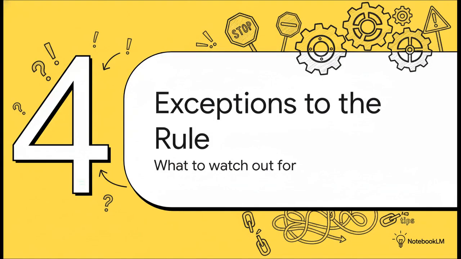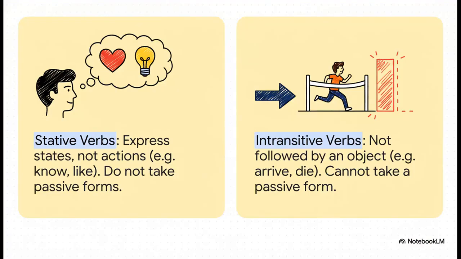All right, time for some pro tips. Like any good grammar rule, this one has some really important exceptions. Let's take a look at what to watch out for, because this will help you avoid some super common mistakes. So there are 2 main groups of verbs that just do not work in the passive voice. First, we have stative verbs. These are words that describe states, feelings, or senses, not actions, words like have, know, or like. Second are intransitive verbs. These are verbs that don't have an object, like arrive or die, and it makes perfect sense, right? If there's no object to receive an action, you can't make it the star of a passive sentence.